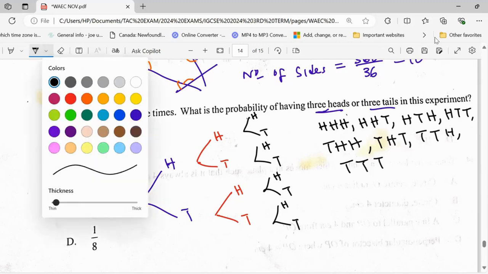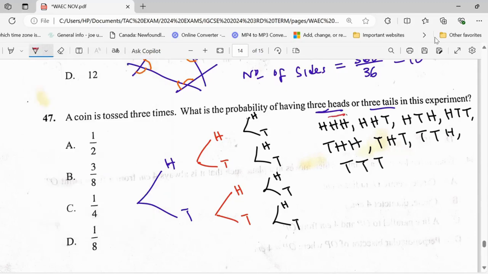Now, our focus is where we have 3 heads or 3 tails. This is 3 heads. This is 3 tails. So this happens twice out of an outcome of how many? 1, 2, 3, 4, 5, 6, 7, 8. So out of the 8 possible outcomes, this happens only twice. So that's 2/8, which can be reduced to 1/4. And that's option C. So mark option C, and we proceed to question number 48.